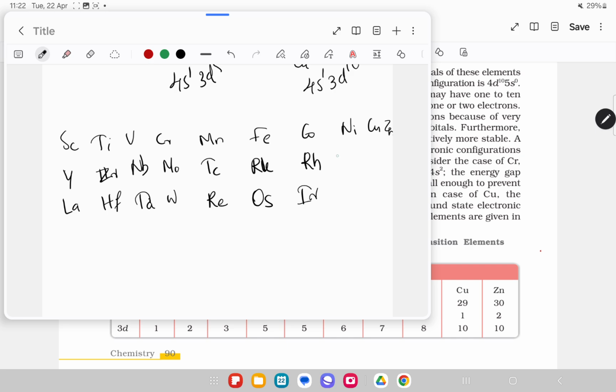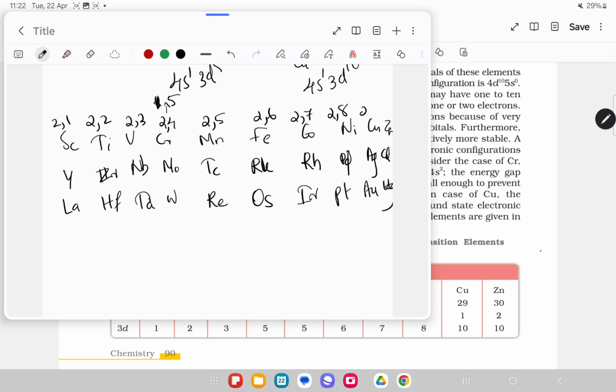Nickel, palladium, platinum. Copper, silver, gold. Zinc, cadmium, mercury. Now I told you this is 2 1, right? For the d1 here it will be 2 2. Here 2 3. Here 2 4 changes to 1 5. Here 2 5 again. 2 6, 2 7, 2 8, 2 9 changes to 1 10. Zinc 2 10. Okay, no change.